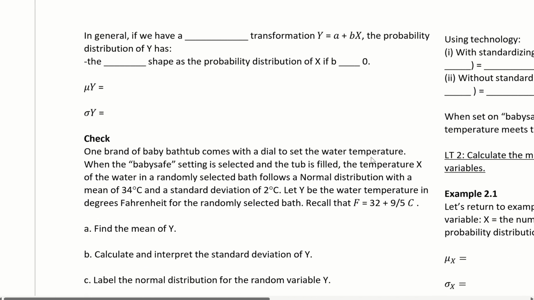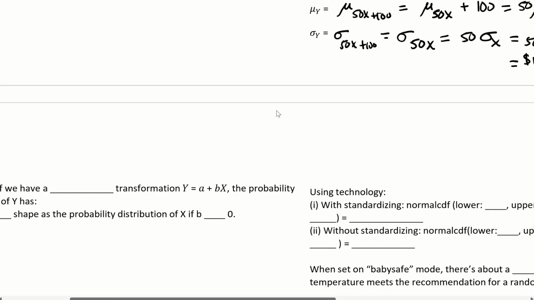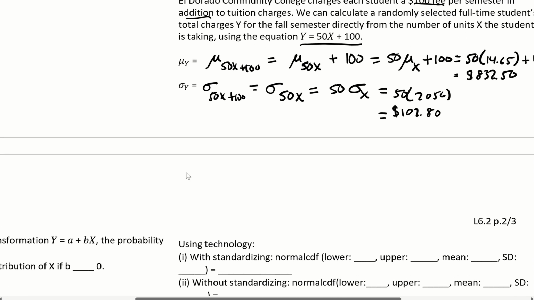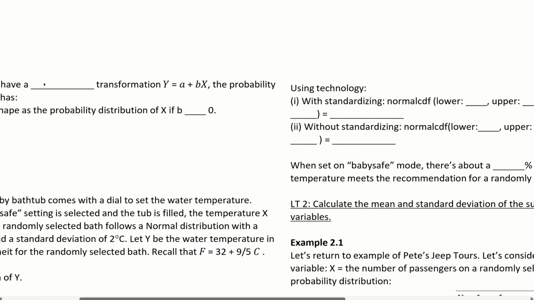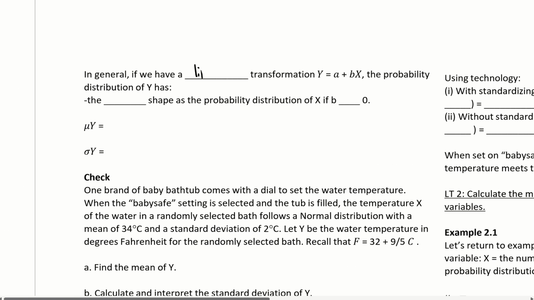So now in general, we have here a linear transformation. So this transformation right here, the 50x plus 100, that's a linear transformation. The linear transformation is of the form y equals a plus bx. In this case, the probability distribution, notice it has the same shape as the original distribution, as long as b is greater than 0, meaning b is positive, okay? If b is negative, of course, it's going to flip the shape.